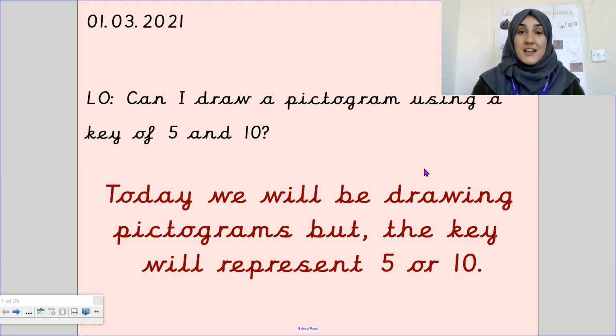Okay, Morris class, our learning objective for this maths lesson is, can I draw a pictogram using a key of 5 and 10? Great stuff. So today we will be drawing pictograms, but the key will represent 5 or 10.